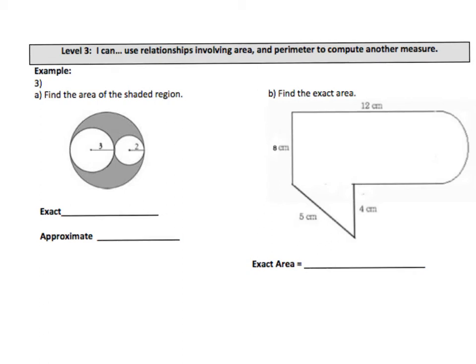Okay, so for level 3s, what you want to do is you're going to be given a bunch of different shapes, so you want to find the areas of those different shapes separately and either add them together or take them out depending on what the question is asking. So let's take a look at a couple examples.